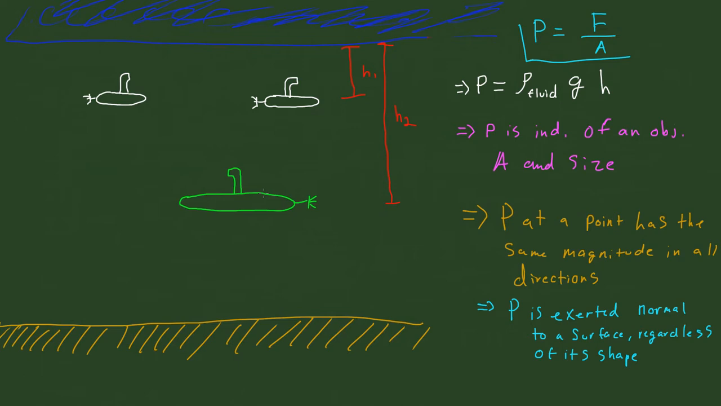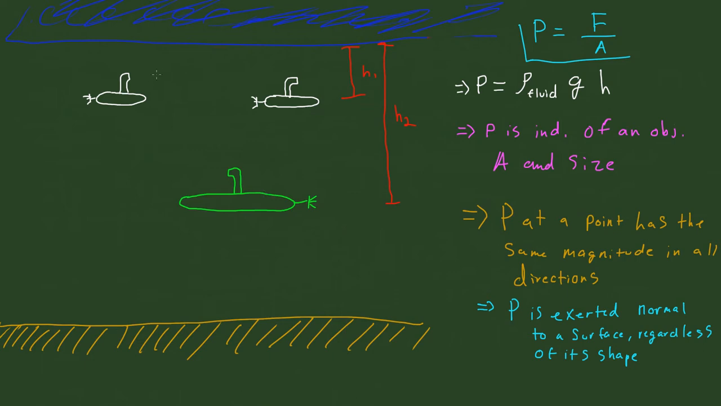The two other points are a little bit more advanced. The pressure at a point has the same magnitude in all directions. That's sort of a duh. And the pressure is exerted normal to a surface regardless of its shape. That's obviously because the fluid is incapable of supporting shear stress. Let me see if I covered everything here.